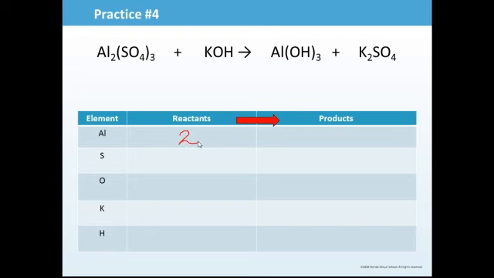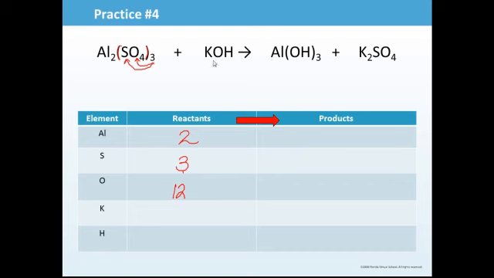On the left side we have 2 aluminums. On the left side we have 3 sulfurs. Uh-oh, I think I hear a student confused. We haven't dealt with parentheses yet, have we? If you have a chemical in parentheses with a number outside, that subscript gets applied to the chemical directly before it, which means that 3 gets applied to sulfur and to oxygen. Therefore, I have 3 sulfurs, 12 oxygens.